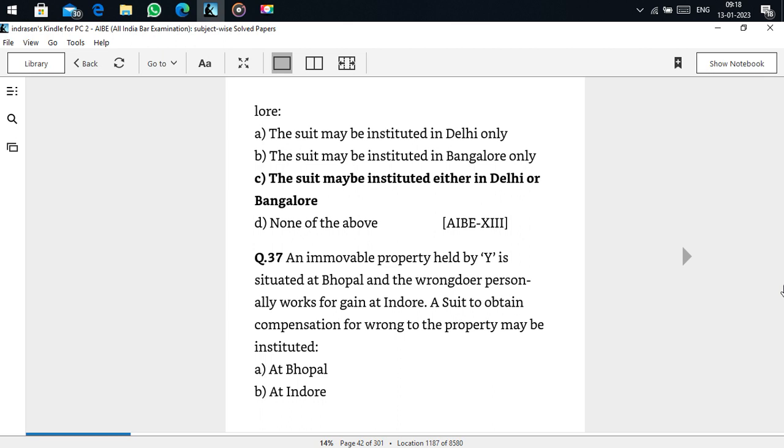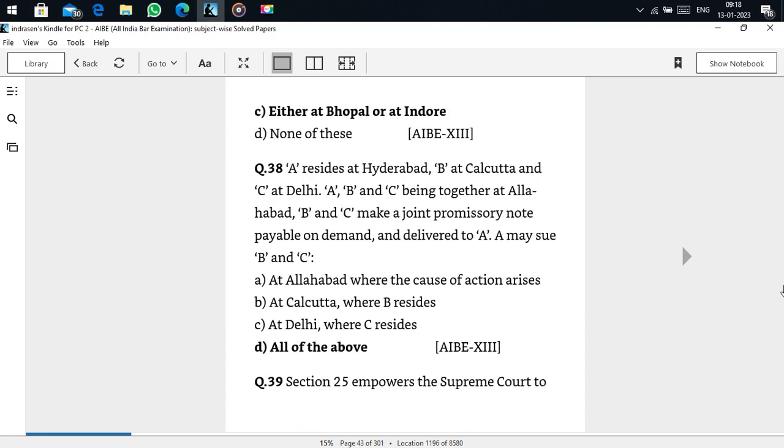A resides at Hyderabad, B at Calcutta, C at Delhi. A, B, C being together at Allahabad, B and C make a joint promissory note payable on demand and deliver it to A. A may sue B and C at any of these places: Allahabad, Calcutta or Delhi.